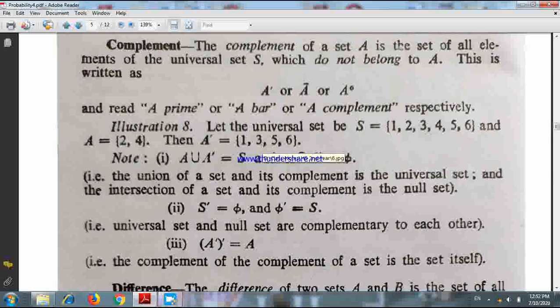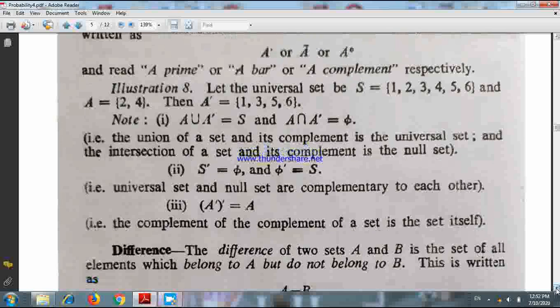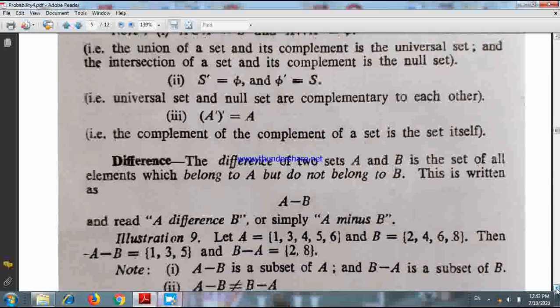This is the difference of sets. If A equals the set 1, 3, 4, 5, 6, B equals this, then A minus B. So what is A minus B? The set of all elements which belong to A but do not belong to B.